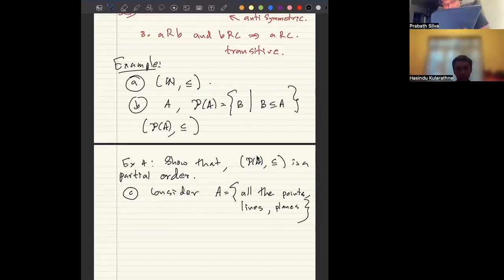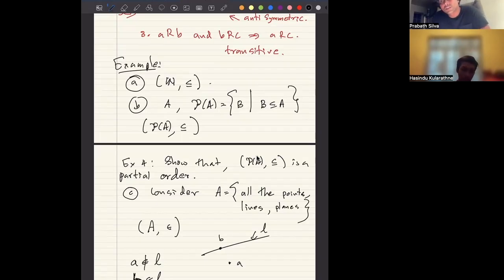And then you define a relation on A using this element-of symbol. If the point is in the line, then we call that related. For example, if you have this line L, with point A and point B here, we say A is not related to L, but B is related to L.